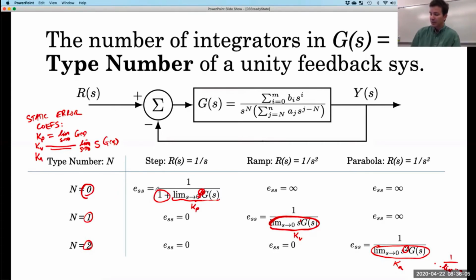So again, if I have a type N system, then I know that it can handle low order inputs perfectly. It can handle high order inputs terribly, but the one quantity that I actually need to calculate, I can get if I know that number. Right? It's 1 over the limit as s goes to 0 of s to the capital N times G of s. Let's see an example.